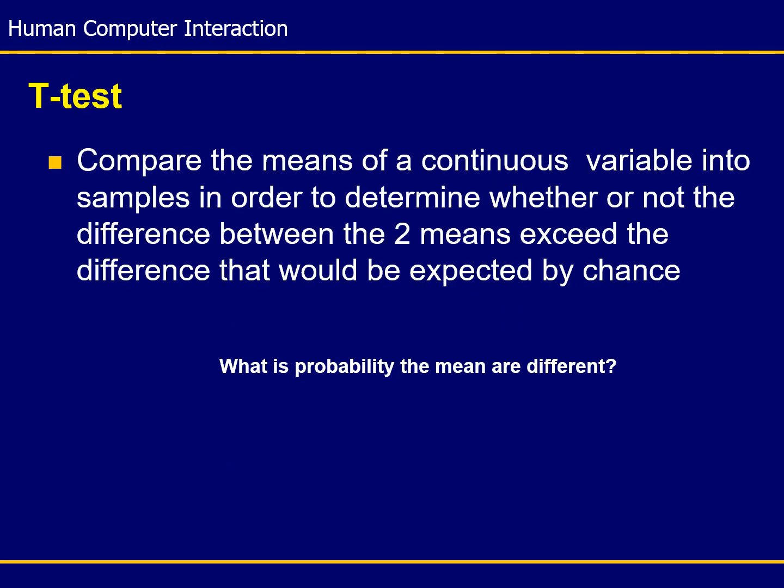Okay, so we can summarize the t-test as a test that compares the means of a continuous variable in two samples in order to determine whether or not the difference between the two means exceeds the difference that would be expected by chance. This is what the t-test is all about. In other words, what is the probability that the means are different, and they're not different just by chance? They are different because they belong to, to a big extent, independent normal distributions.